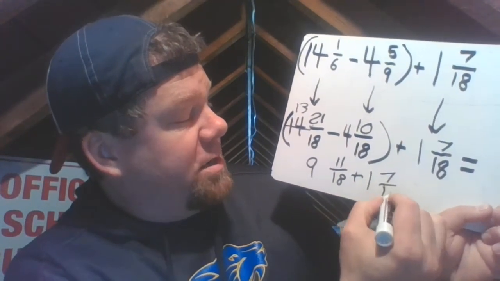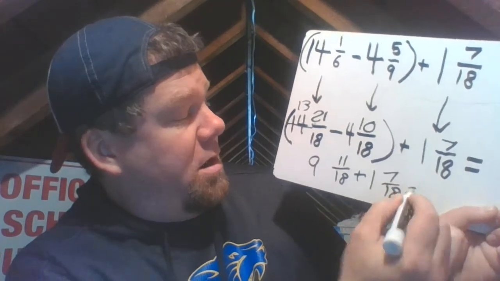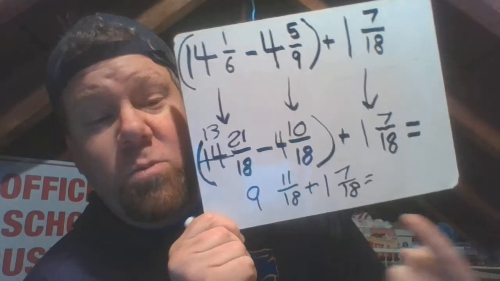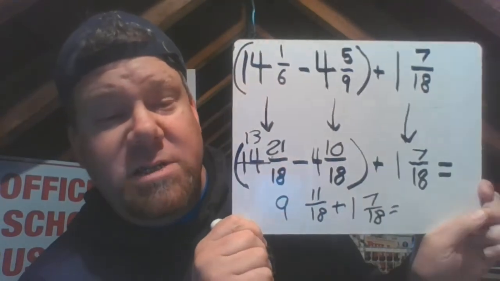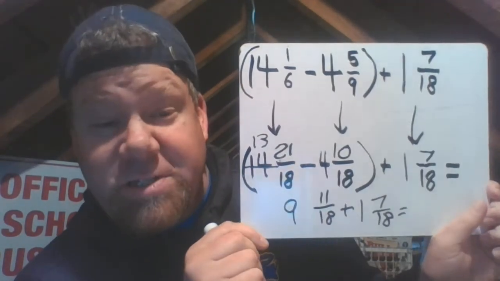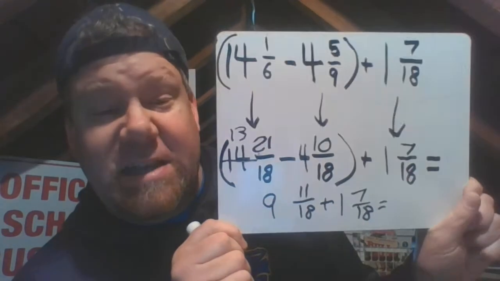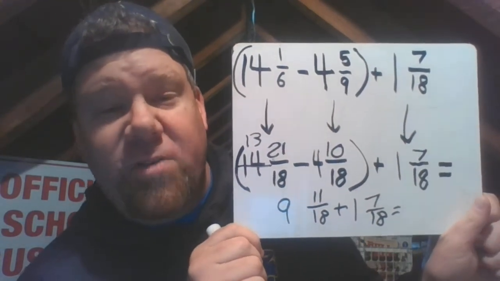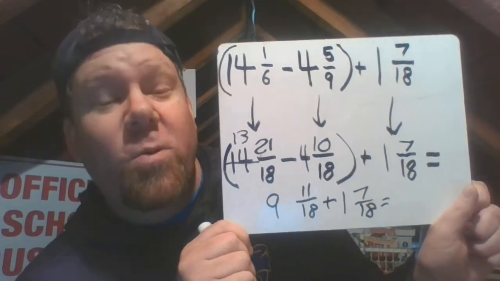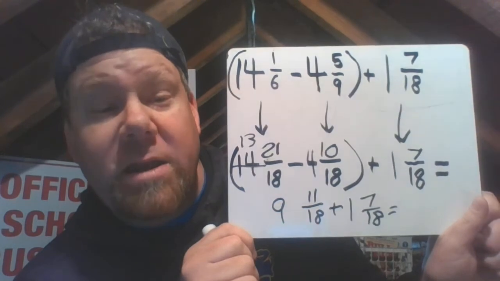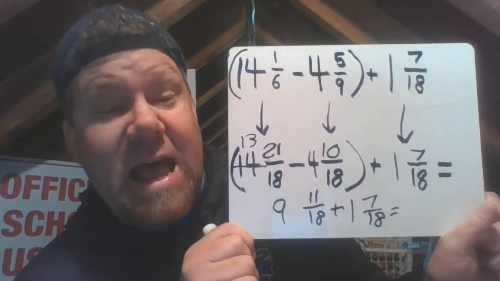I'm trying to write clearly for you. All right, so we have a common denominator, and we can solve this problem. We're adding the numerators here. Now, this is an interesting thing here. We have 11/18 plus 7/18. Remember, we're going to focus on the fraction first when adding mixed numbers.